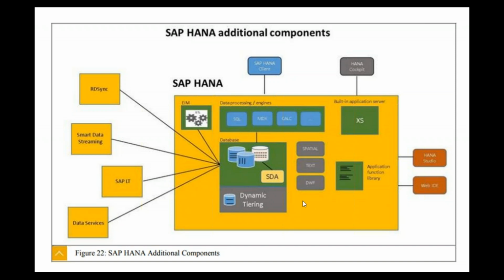So this is what we have discussed now, and these are the various tools to get the data, and these are the various tools to view the data and process the data. Those are HANA Studio and Web IDE. Additionally, we have application function library. We have built-in application server, which we already discussed. We have HANA cockpit from where we can enter the data or access the data. We have HANA client as well, from which we can access the data. So these are the places from where we can access the data. These are the tools which we have on the left side from where we can get the data using these tools.